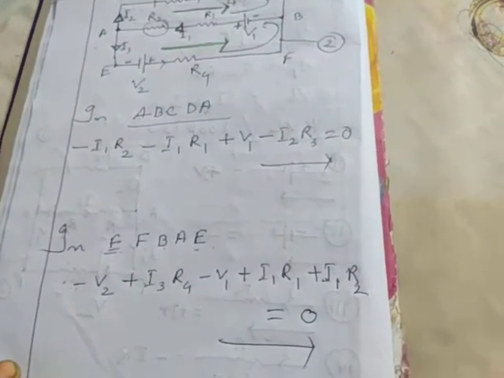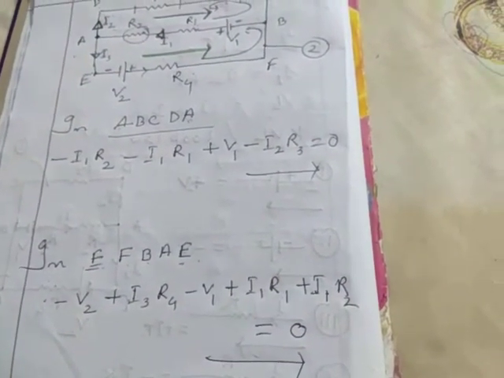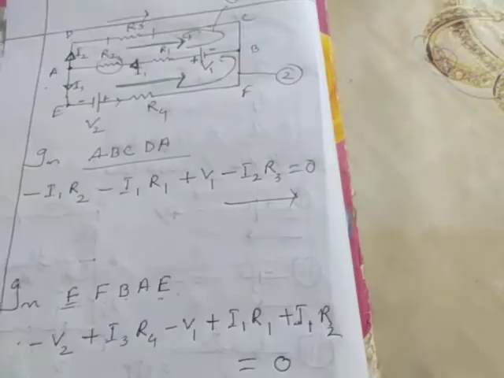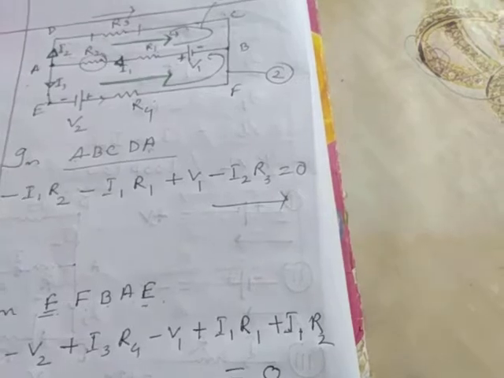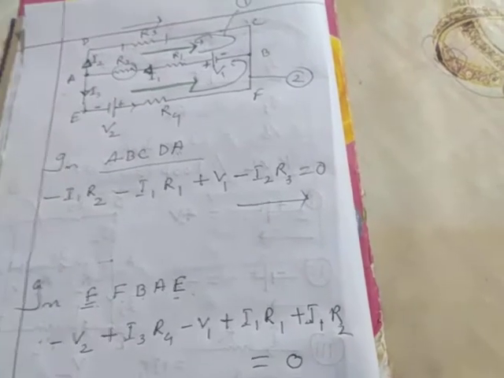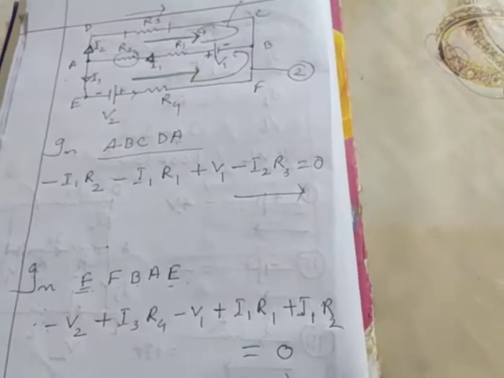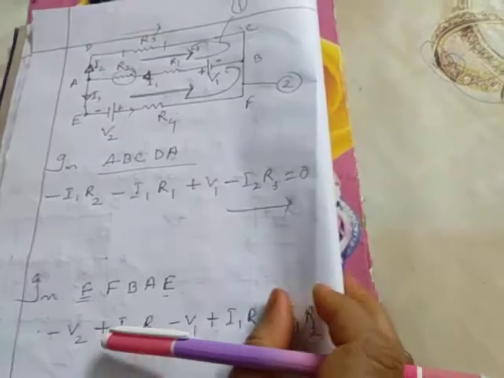Okay, so here how many variables? R1, R2, R3, R4, these all are unknown to you. So if you want to solve this circuit, then you have to also apply KCL. Let's see a math.